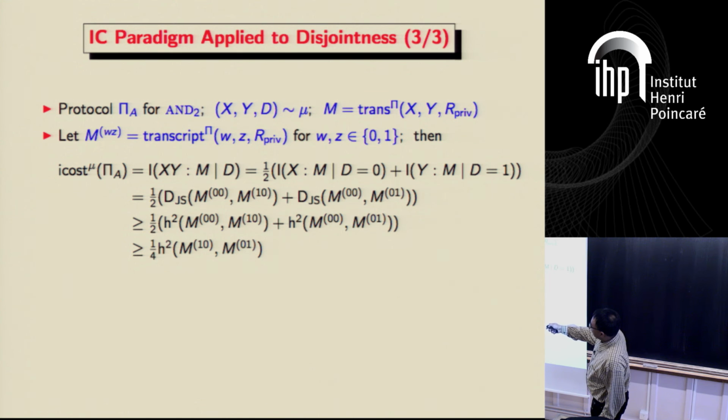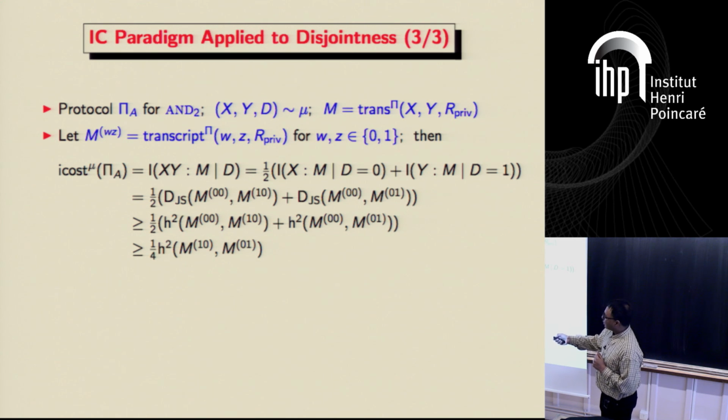Then over here we can use this triangle inequality like thing to conclude that this is at least a quarter of this distance between (1, 0) and (0, 1). Okay, so again this is a property of Hellinger distance. So what have we got? We've lower bounded the information cost for our protocol by something like the squared Hellinger distance between these 2 distributions: when Alice has 1, Bob has 0, and when Alice has 0, Bob has 1.